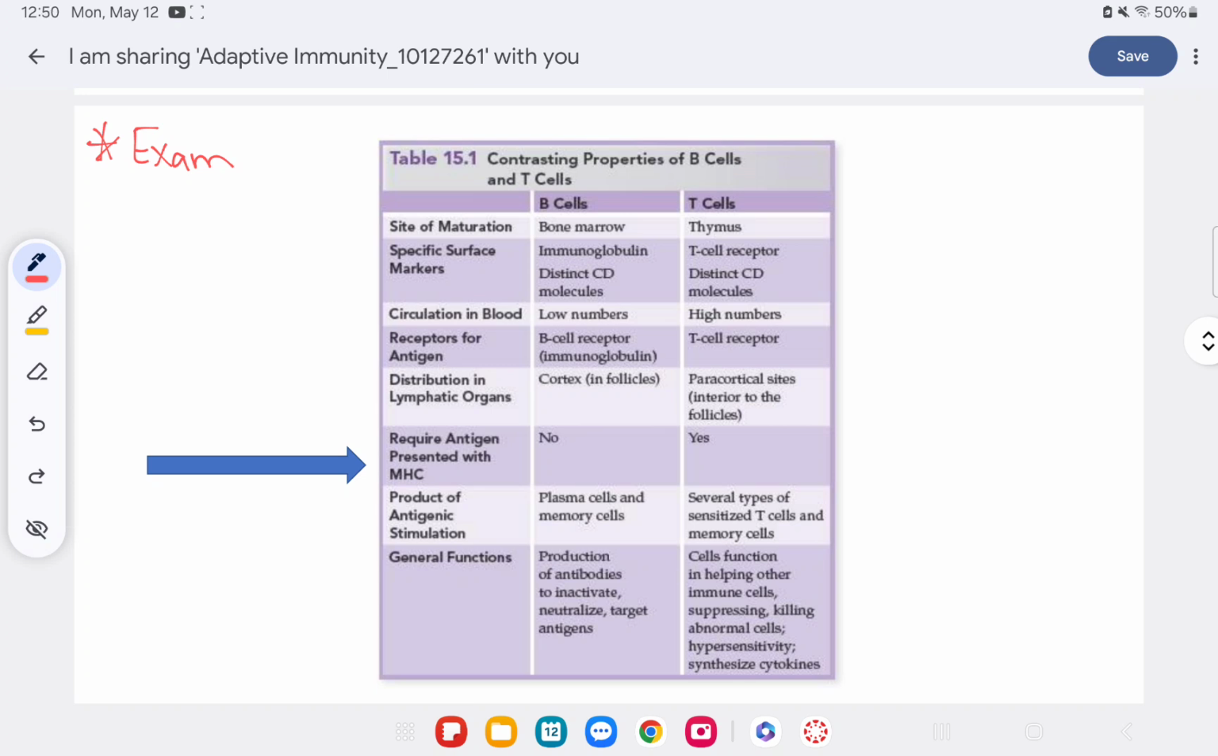Receptor for antigen. Well, the B cell receptor, that's what it's for, and the T cell receptor will understand antigen if it's presented on an MHC. That's an absolute for the T helper cell and the cytotoxic cell. They don't understand antigen. It can fly right past them. It has to be shown to them on an MHC. That is not true for B cells. B cells will respond to little bits of antigen.